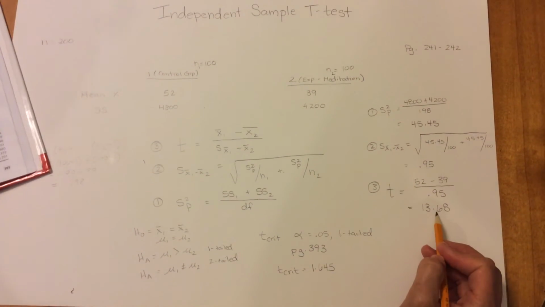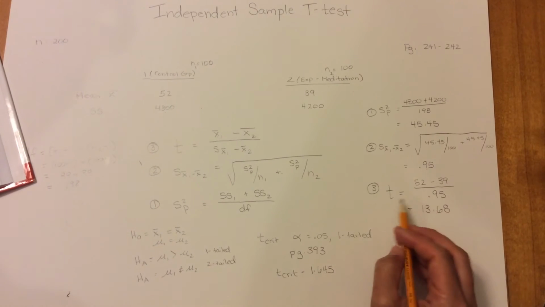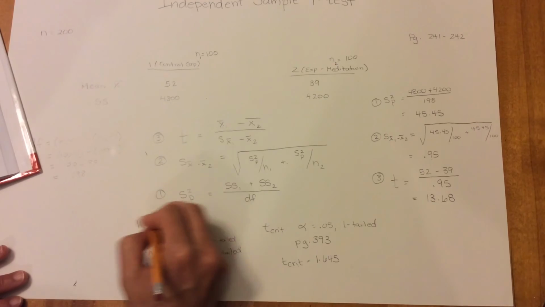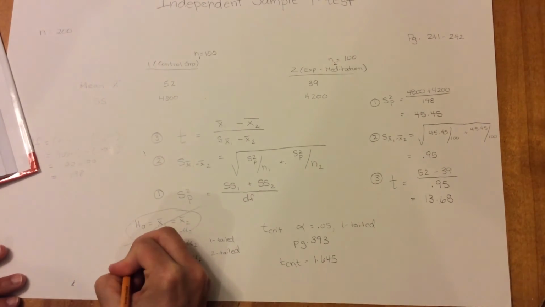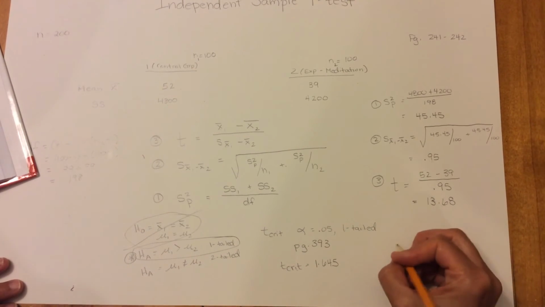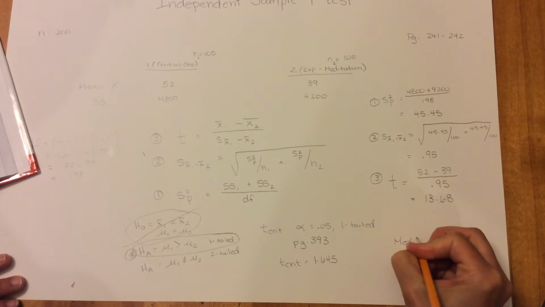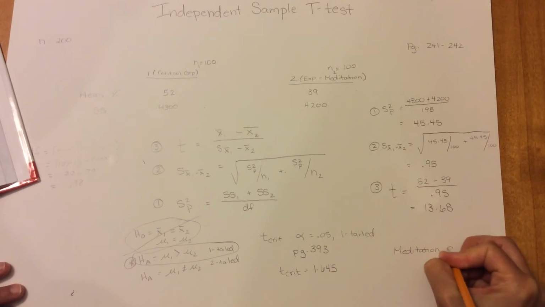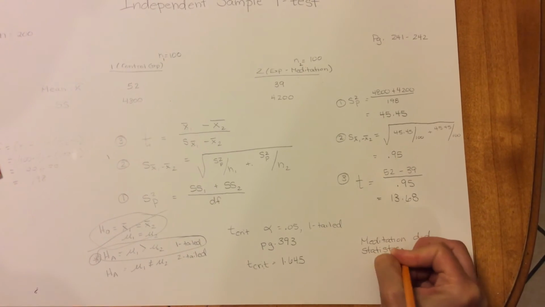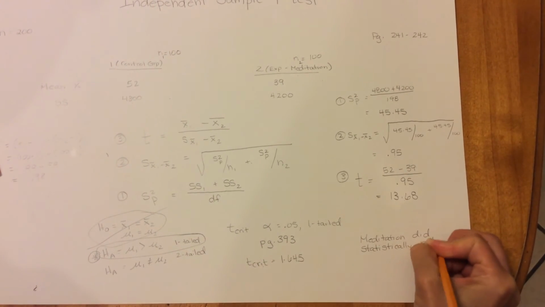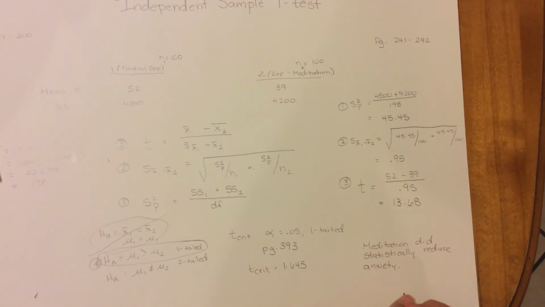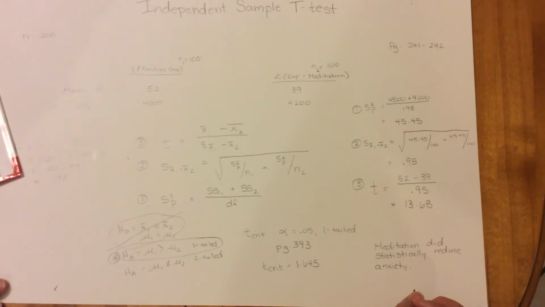Now, obviously, our t far exceeded that, and so we beat it, okay? If our t is larger than the t critical, we reject the null, and we accept the alternative hypothesis, okay? So in this example, meditation did statistically reduce anxiety. And there you have it. That's an independent samples t-test.